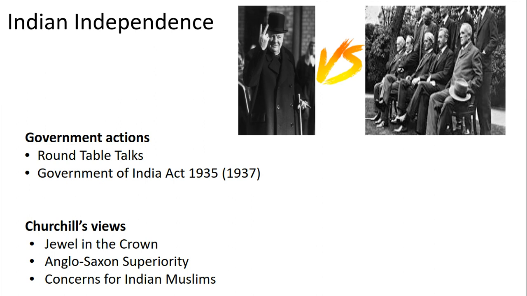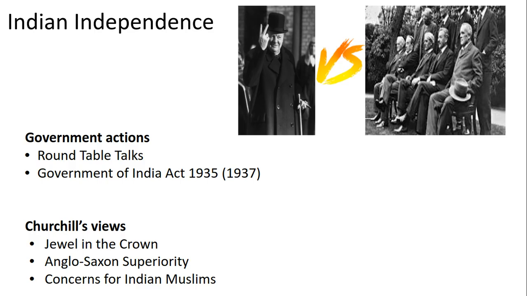So they invited Gandhi over as a representative of the INC, of Indian people, to discuss the possibilities. And all of these things really led to the Government of India Act in 1935, which actually started in 1937. This was basically giving India a bit more independence, a bit more autonomy.